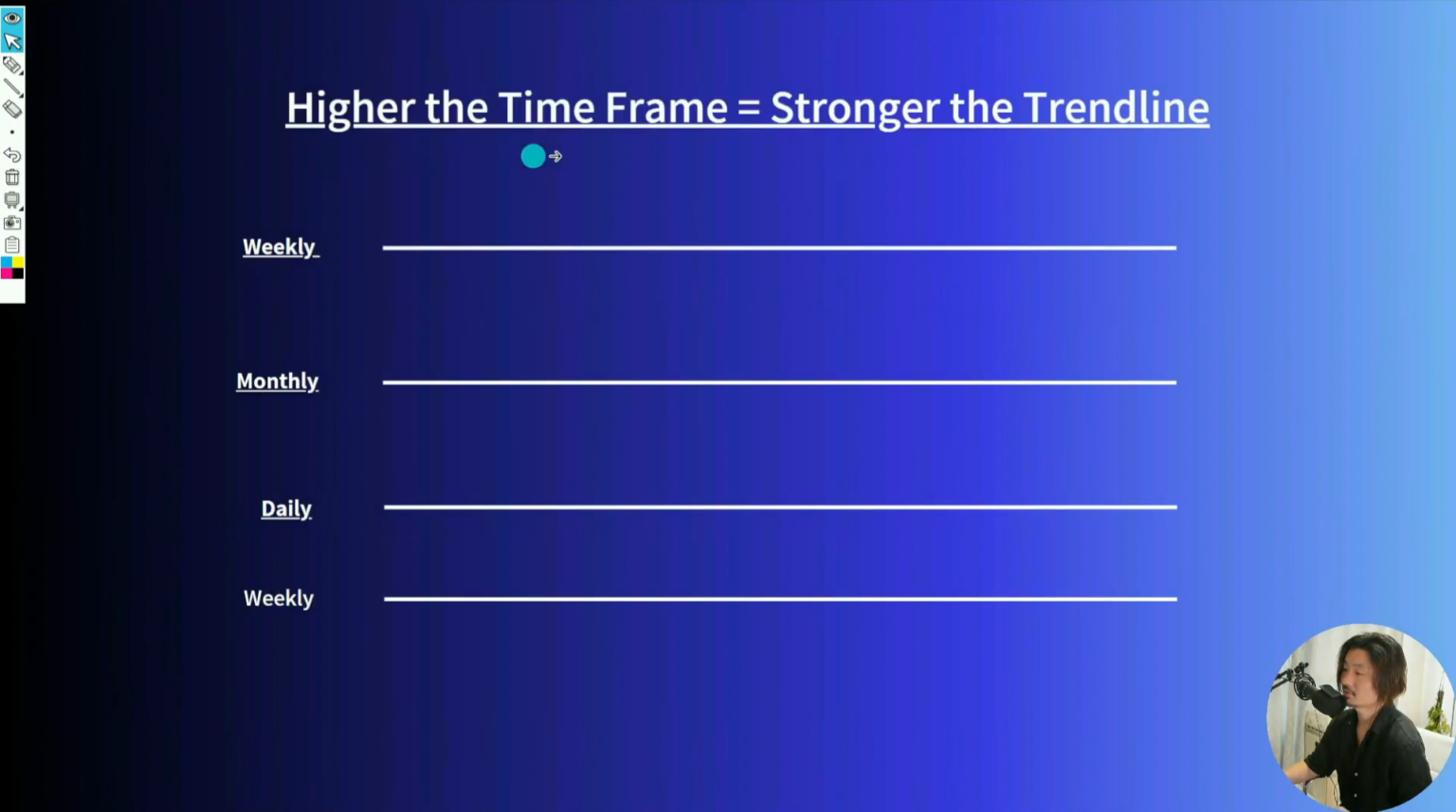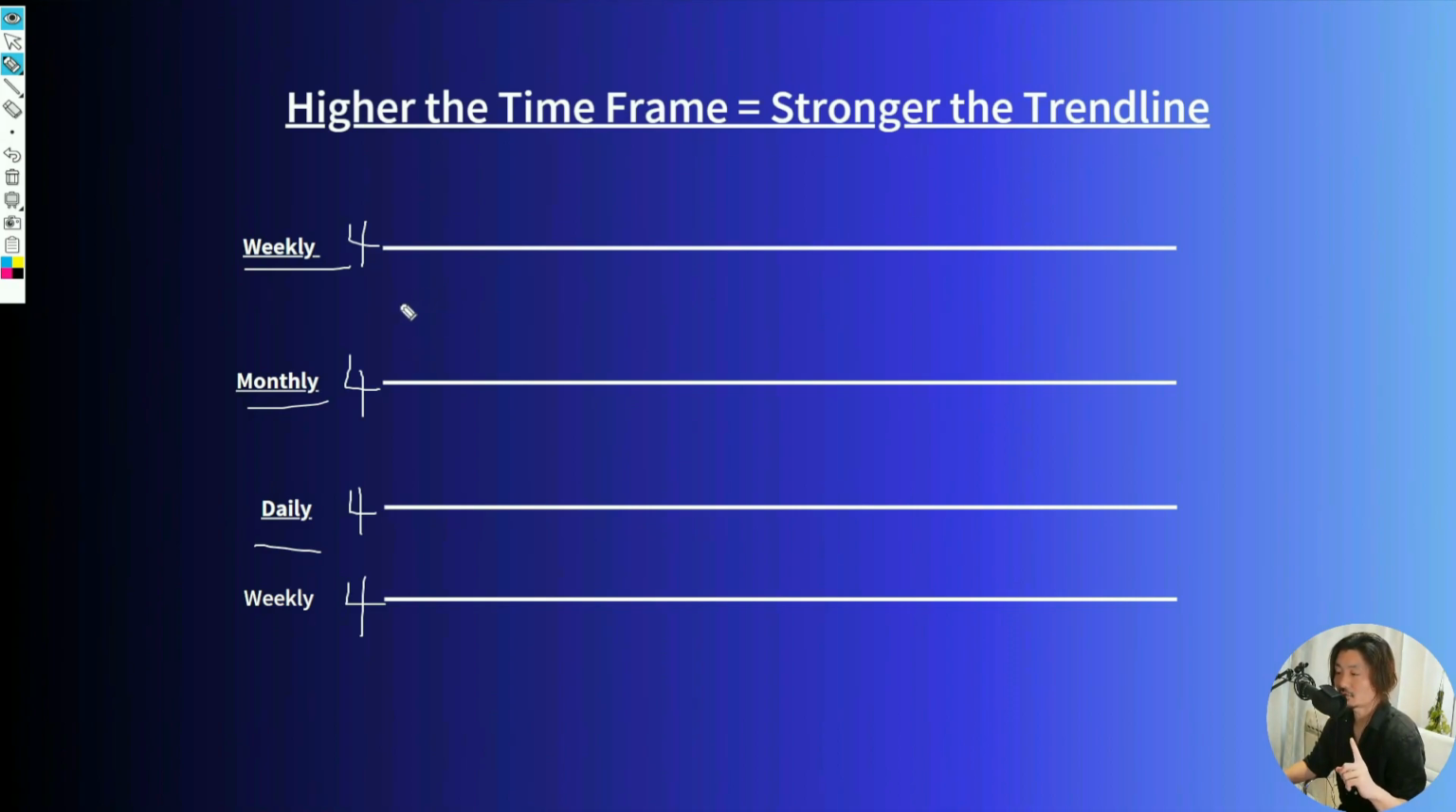All right, so the higher the time frame, the stronger the trend line. Let's say each of these trend lines has the same number of contact points. This weekly trend line had 4 contacts, monthly had 4 contacts, daily had 4 contacts, and so on. However, if the time frames are different, so this one was weekly, monthly, and daily, as a basic rule, the higher the time frame, the stronger the trend line.